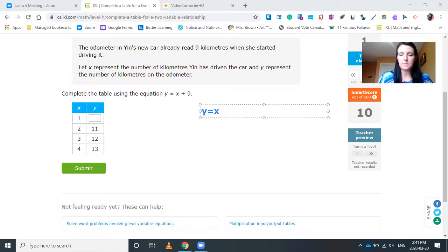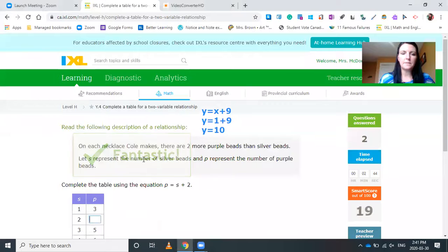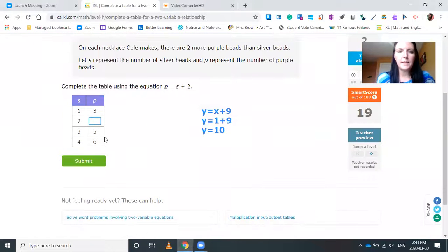Rewrite that, X plus 9. We are trying to find that Y. So we don't know what Y is yet. We just keep it as Y. X, we know for this relationship, X needs to be 1. So we substitute 1 for X. We copy it down as we see it. And then we end up having Y is equal to 1 plus 9, which is 10. All right, so we submit that. Fantastic work, guys.